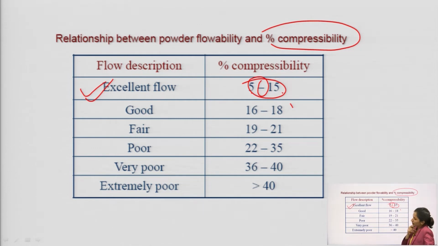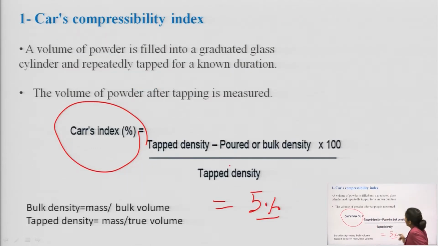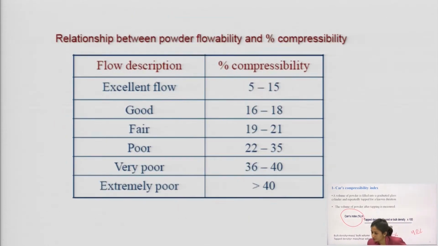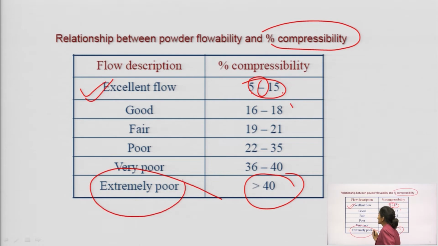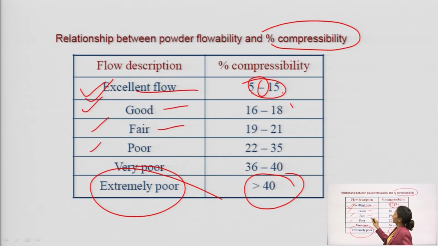But suppose that by using this formula, I get a Carr's compressibility of 40%. So, where will the 40 be? The powder is having an extremely poor flow property. So, by calculating the Carr's compressibility index, we can have an idea about the flow behavior of the powder particle, either excellent, good, fair, poor, very poor, or extremely poor.